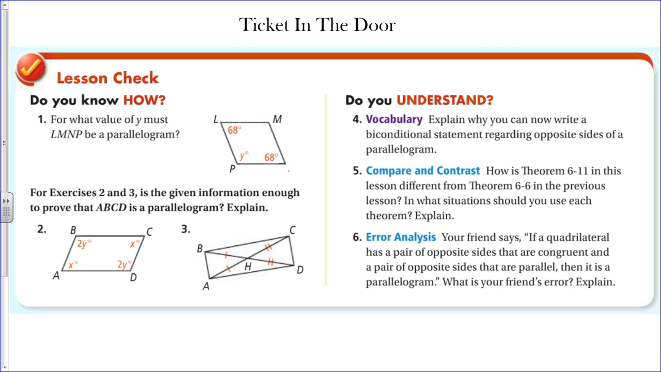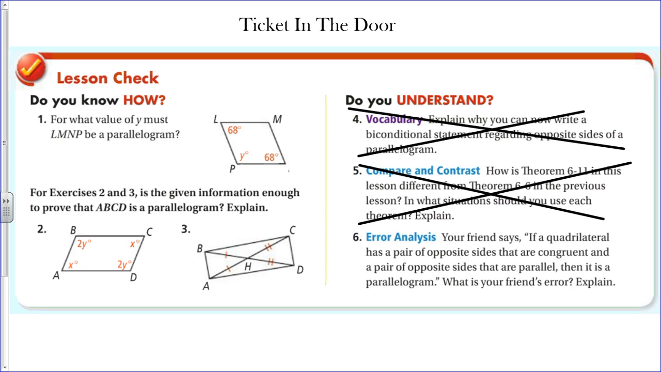Number 4, it says explain why you can now write a biconditional statement regarding opposite sides of a parallelogram. Yeah, I don't want you to do that one. Forget about that one. How is the theorem 6.11 in this lesson different from 6.6? No, because I don't give theorem numbers. I don't like theorem numbers.